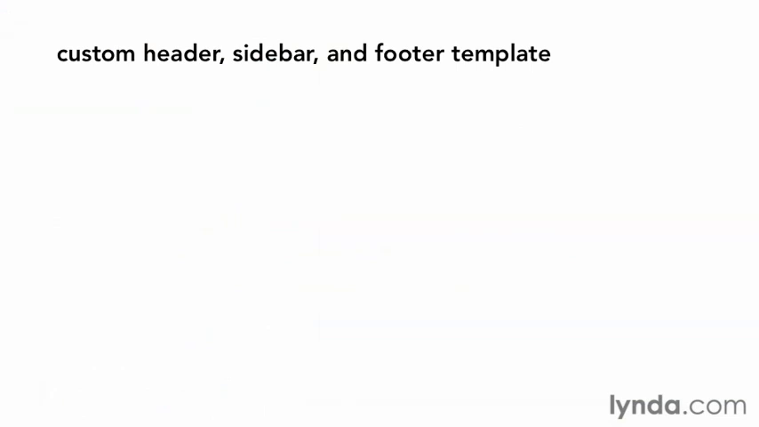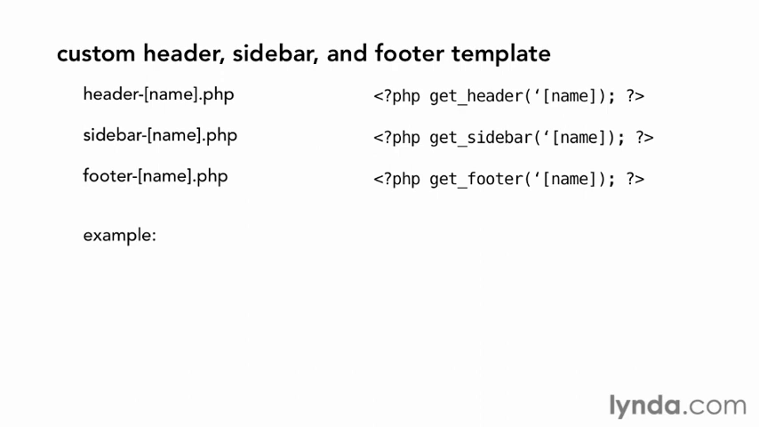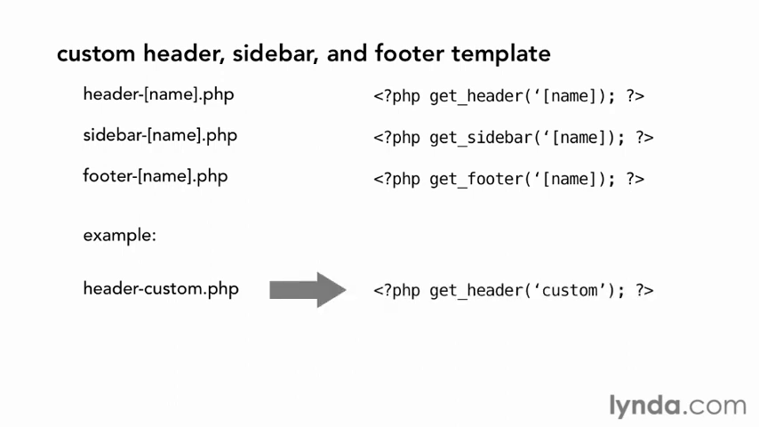Now you have a clear idea of the naming structure and how this works, and it's actually really simple. If you want to create a custom header, footer, or sidebar at any point in your site, all you do is you create a custom file called header dash and then give it the name that you want to use. And then to call it, you simply go get_header and then define that same name. The same goes for sidebar and footer as well.